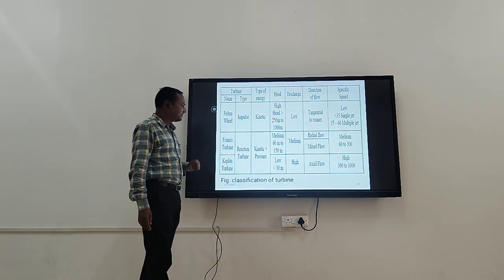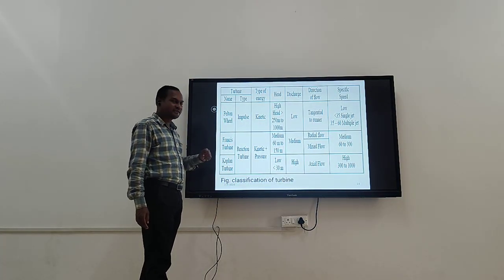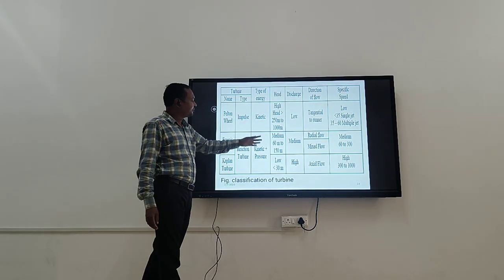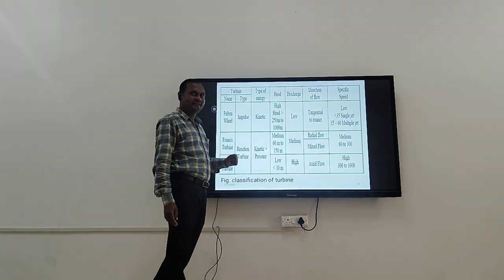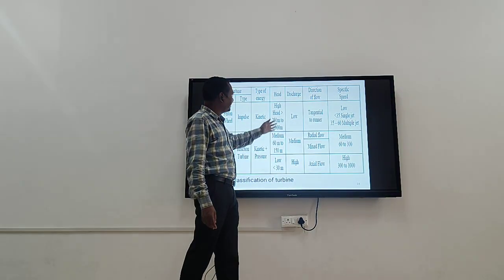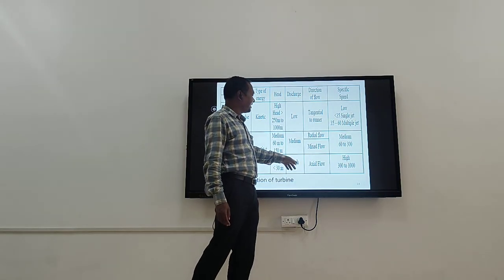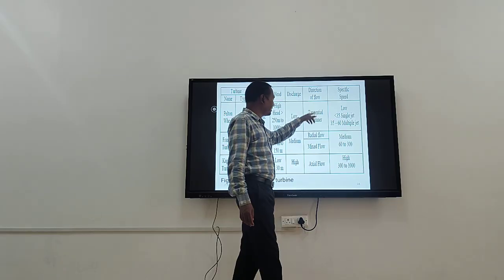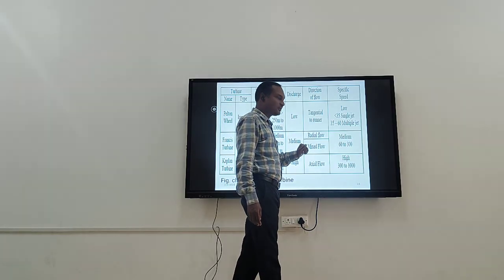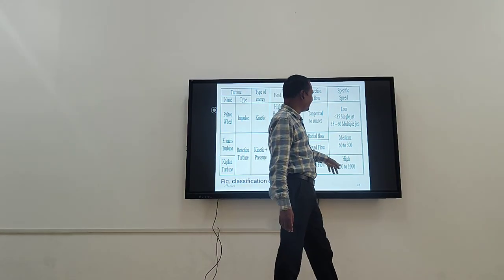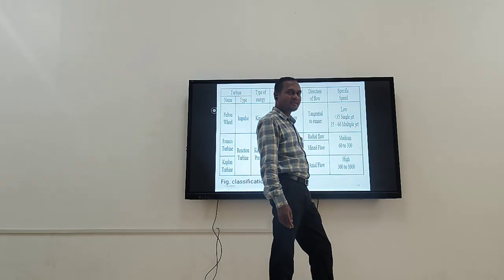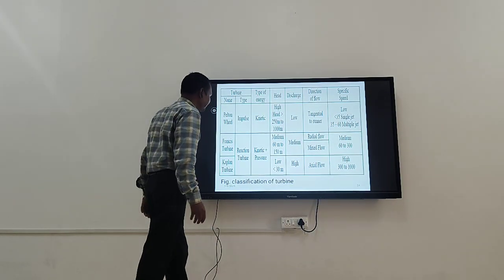Next is the Kaplan turbine, which is also a reaction turbine, and the type of energy available is kinetic energy and pressure energy, and head is low, that is below 30 meter. Discharge is high. According to direction of flow, this is an axial flow turbine, and specific speed is high, that is 300 to 1000 rpm.